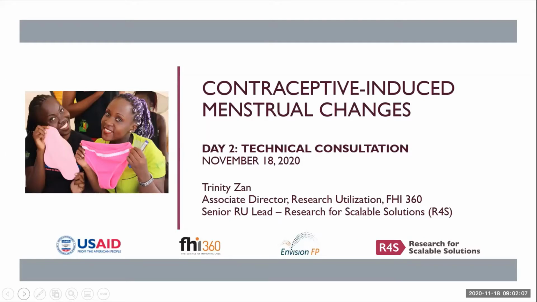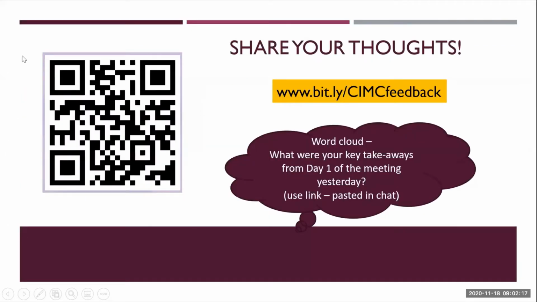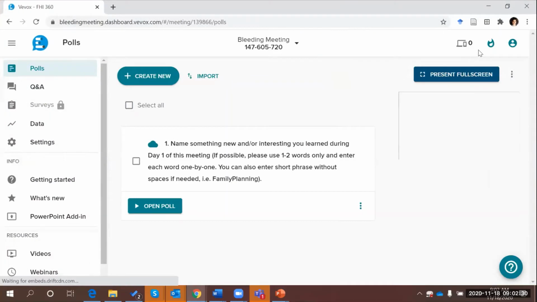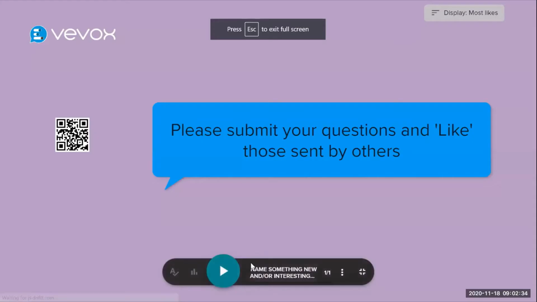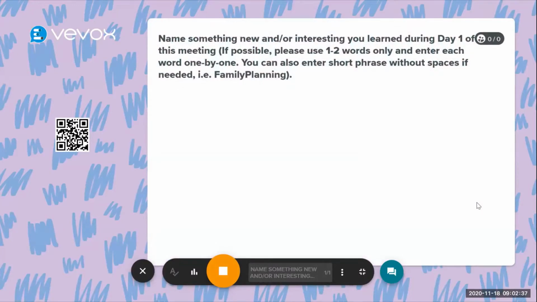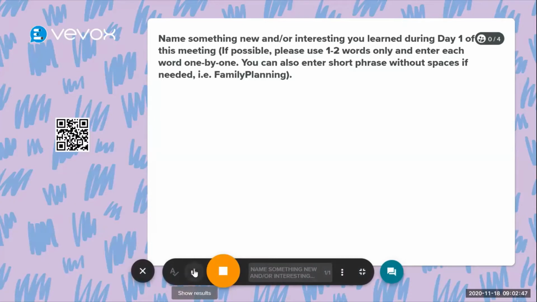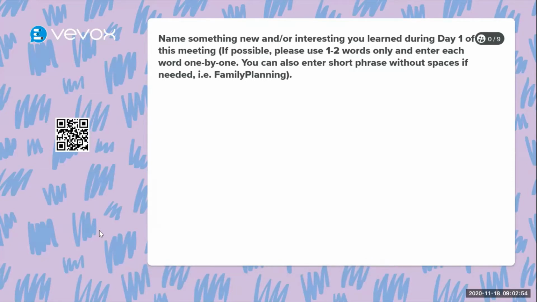I am just going to lead us through a quick, fun icebreaker energizer activity and then briefly look at our agenda. We would like to hear from you, so we're going to make a fun word cloud. Please click on the link that you'll find in the chat, or put it directly into your browser. The question is to name something new or interesting that you learned yesterday during our meeting. You can put a couple of words together, but you need to do it without any spaces. So if your comment is "so many changes," write that all together with no spaces.